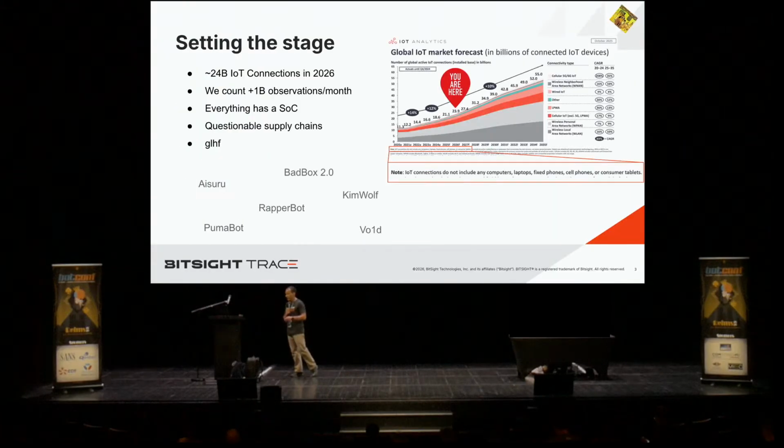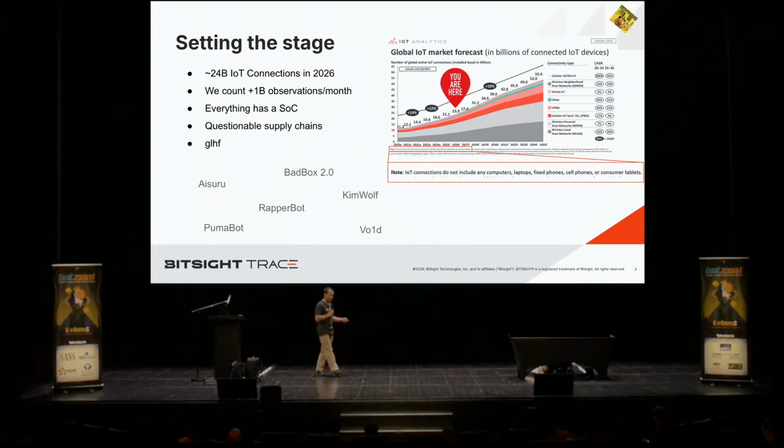So to provide some context on this research, I would like to first set the stage. We know there are a lot of internet exposed devices out there. If you follow reports from, for example, IoT Analytics, they produce multiple yearly reports, and they expect that by the end of 2026, we'll have around 24 billion IoT connections. When we look at our own data, we also see a billion observations of data points per month, and this means exposed devices on the internet, including vulnerable devices, not only open devices.